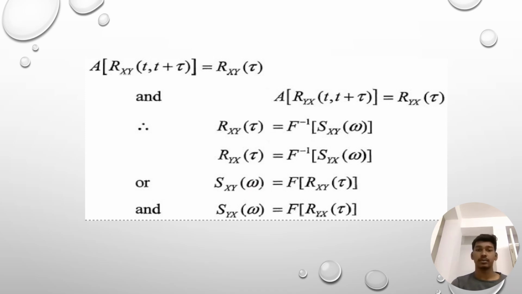If we apply the inverse Fourier transform to the PSD, we get the cross correlation function. These two are similar, but we are interchanging the random processes inside the function. These two are the converse of the PSDs.